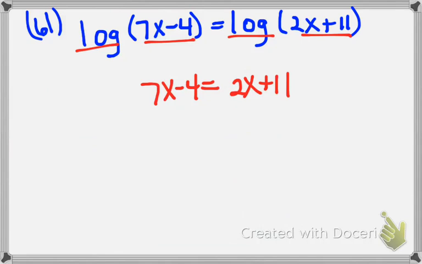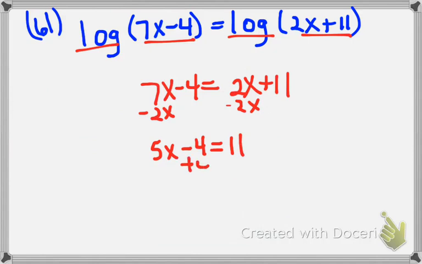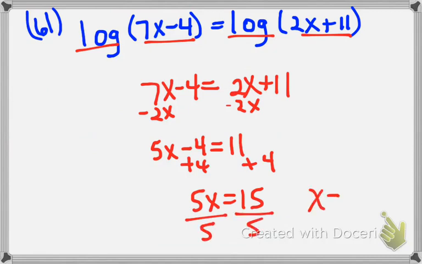So basically all we've done is drop the logarithm off, made this into a normal problem. So I'm going to subtract 2x from both sides, which is 5x minus 4 equal to 11. So now I'm going to add 4 and get 5x equals 15. And then when you divide by 5, you get that x is equal to 3.